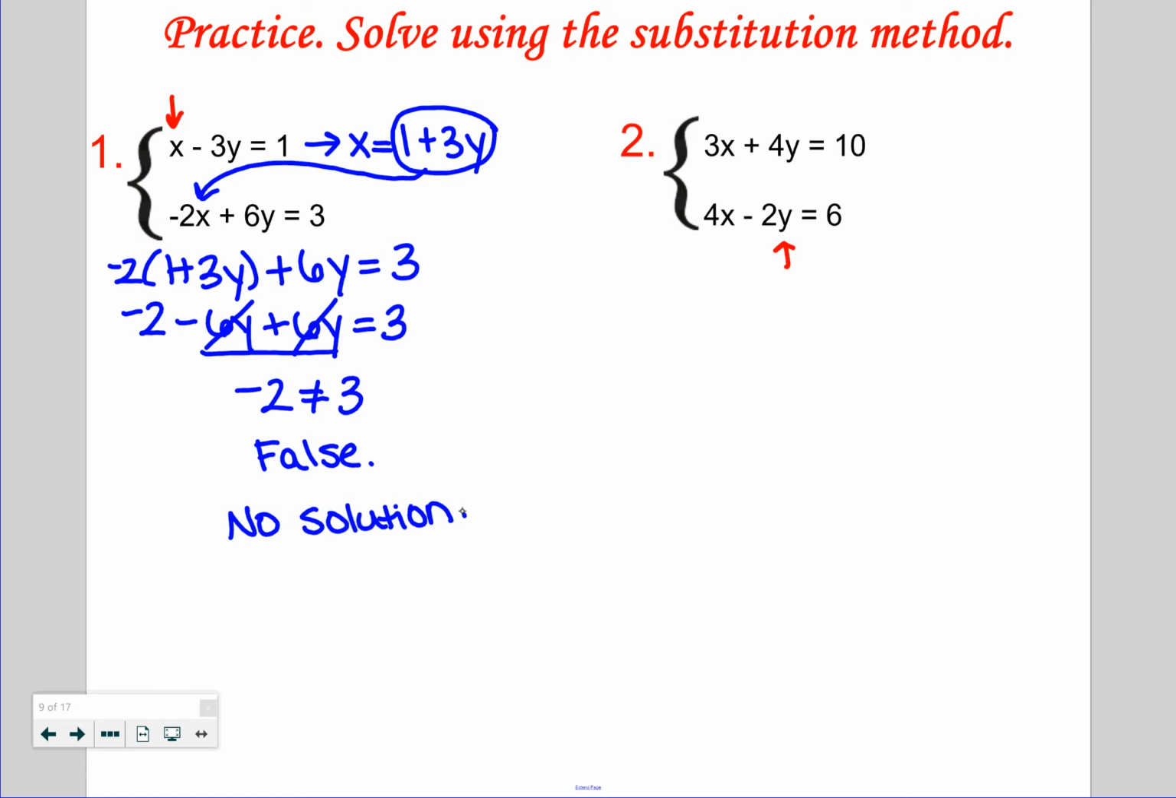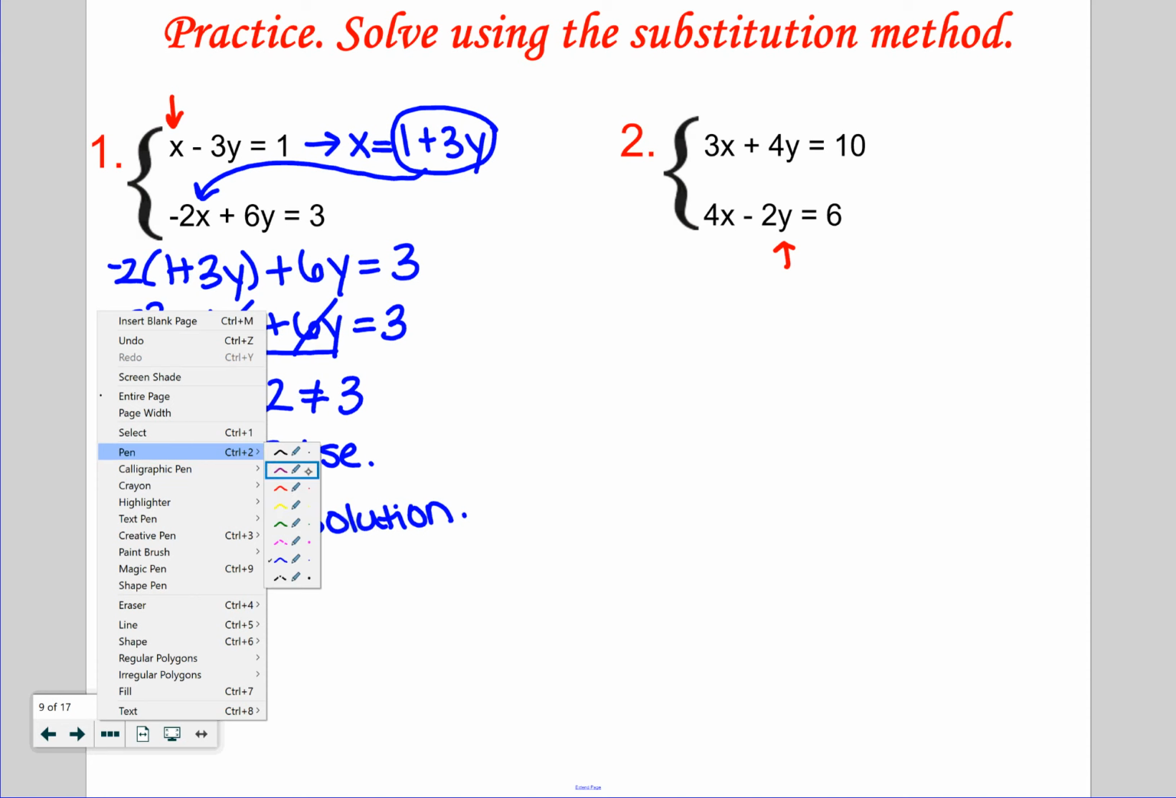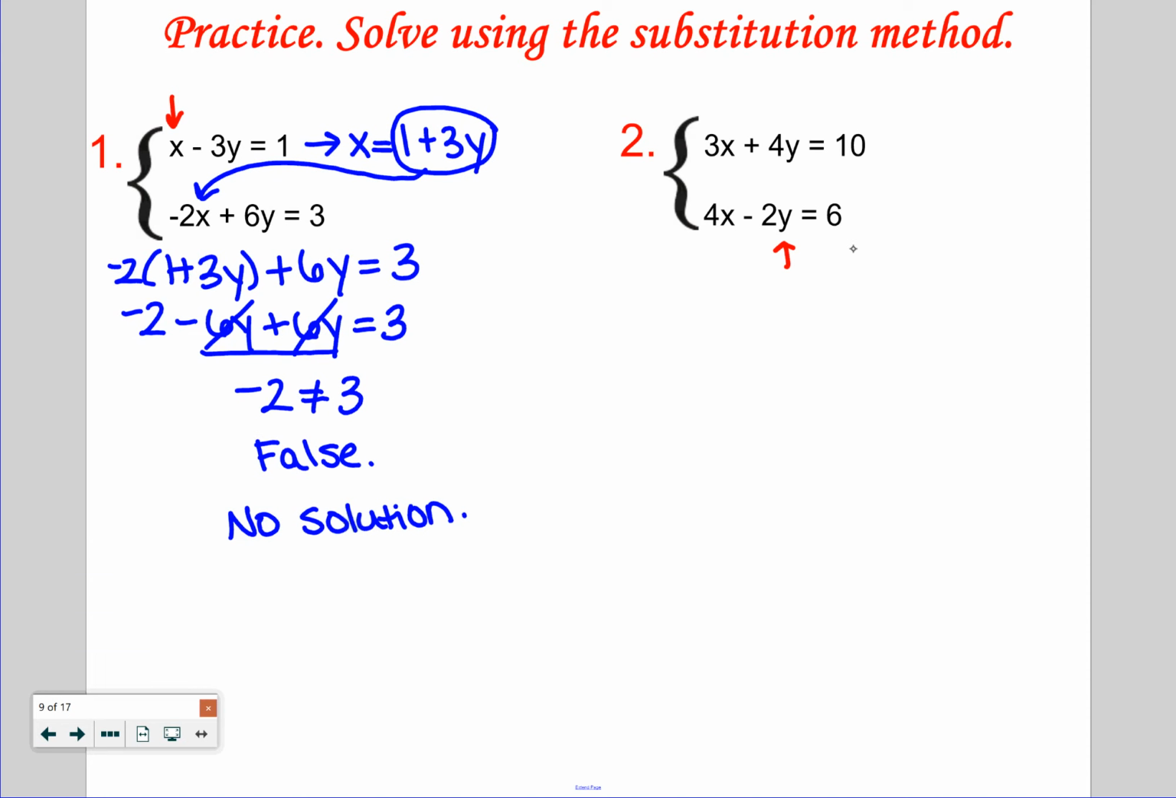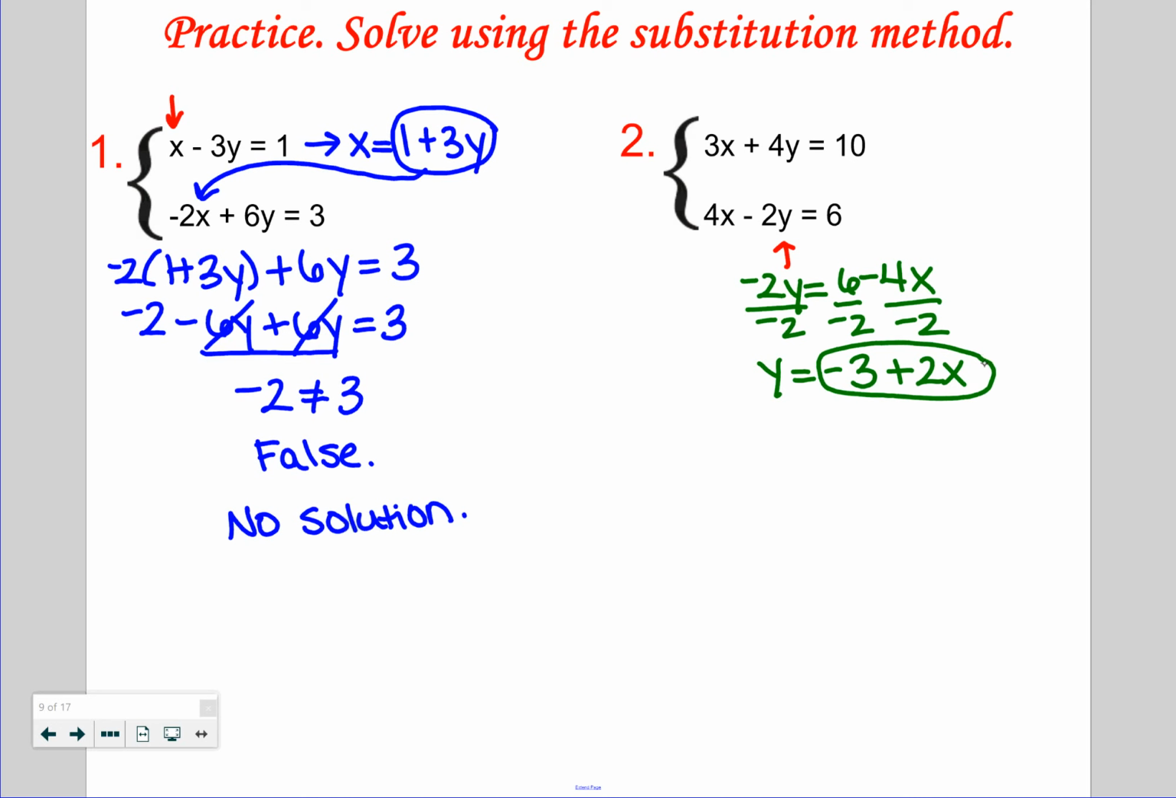Let's look at number 2. For problem number 2, I want to get the y alone in the bottom equation. To get that y alone, I'm going to subtract 4x on both sides first. So that would leave me with negative 2y equals 6 minus 4x. And then I'm going to divide everything by negative 2. Now I have y equals negative 3 plus 2x. And I'm going to plug that in for y in the top equation. That top equation now will look like 3x plus 4 times (negative 3 plus 2x) equals 10.